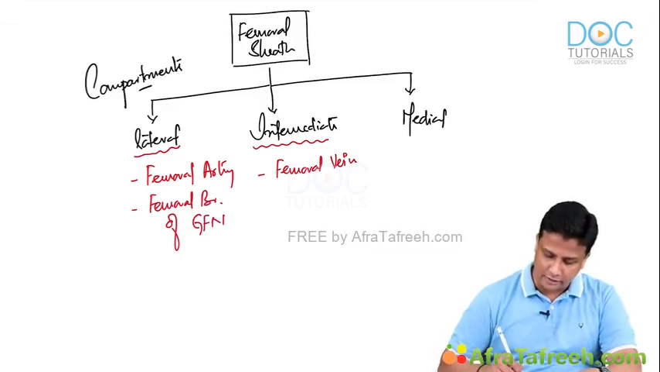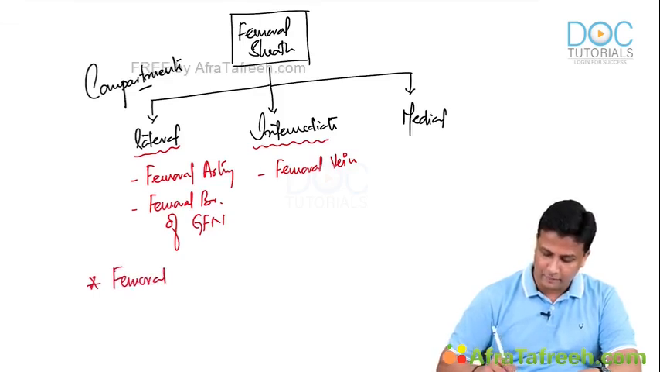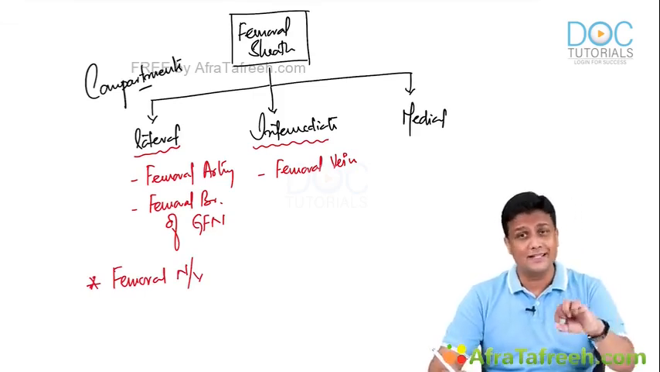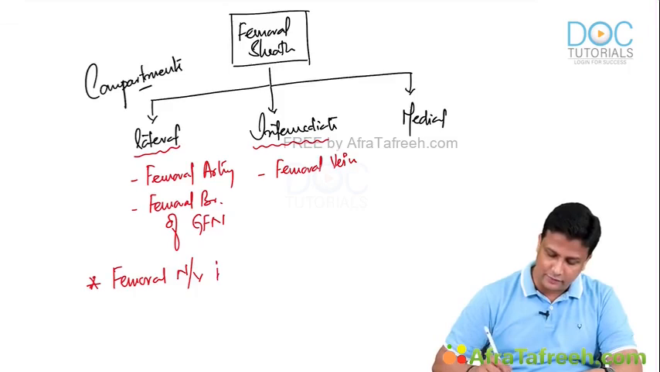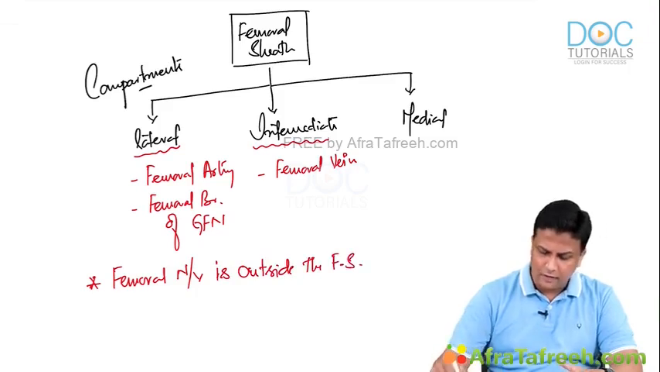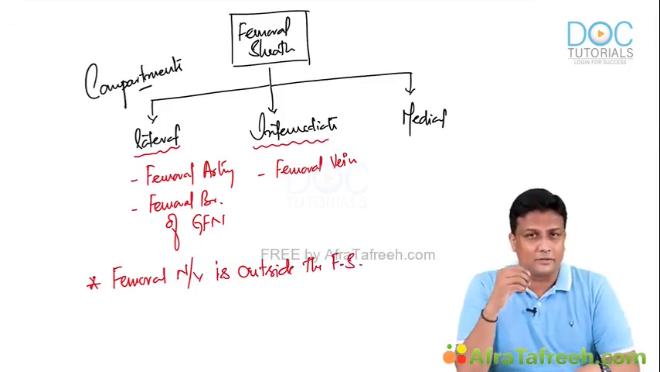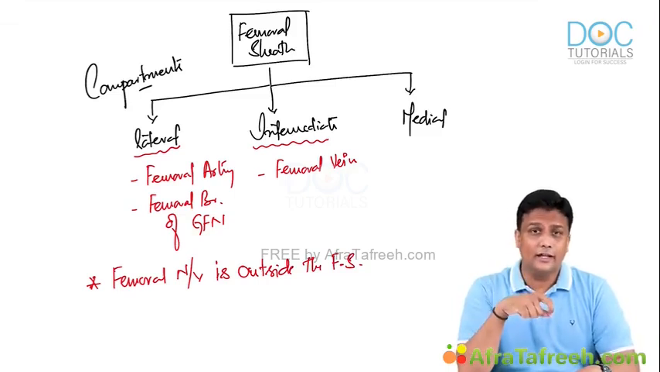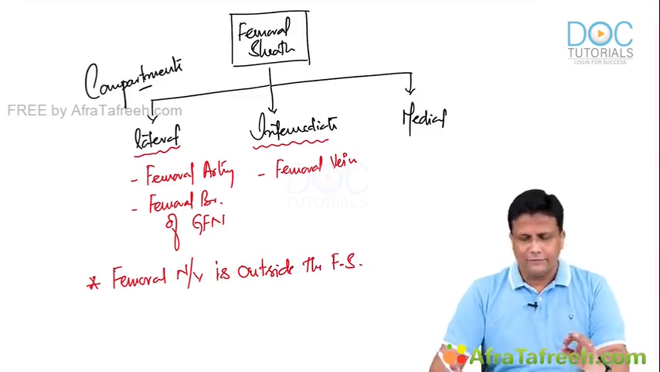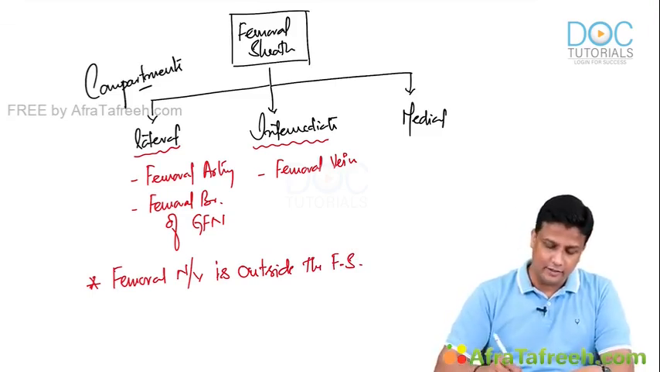Do one thing here, guys. Better you write down below one important note there, that femoral artery, femoral vein and the femoral nerve. Femoral nerve itself is not passing inside the femoral sheath, it is outside the femoral sheath. Femoral nerve is outside the femoral sheath. Even that has been asked many times in the exams, guys. Okay. So, femoral nerve is not lying inside the femoral sheath, it is actually outside the femoral sheath, guys. Perfectly done.